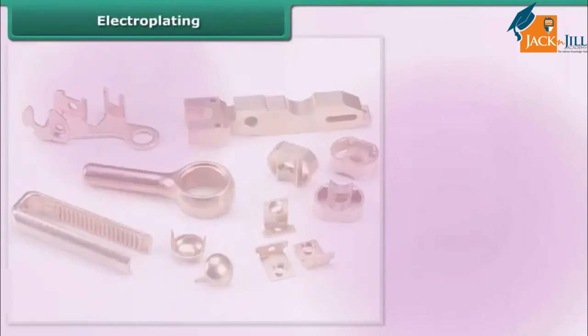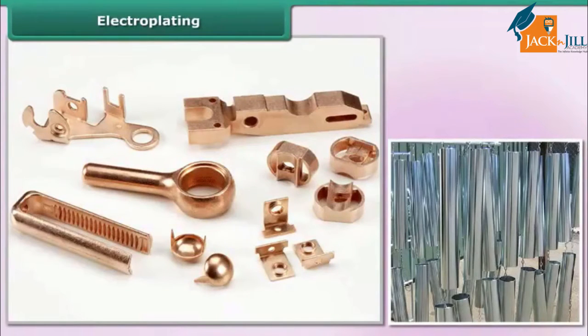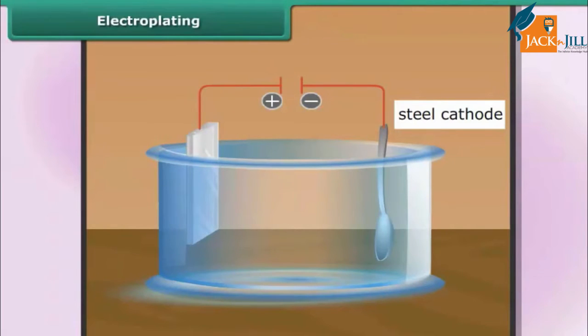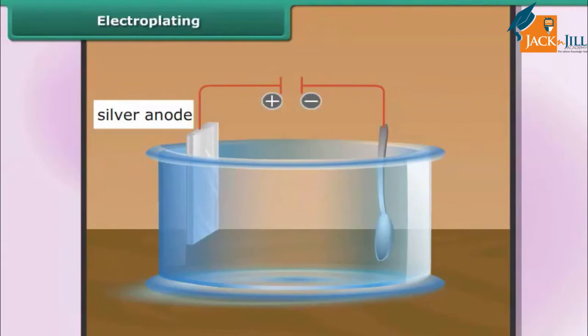Electroplating. It is common practice to coat articles made of cheap metals such as iron or steel with a thin layer of less reactive metal. A steel object, for example a spoon, is connected to the negative terminal of the current source. The positive terminal is connected to the bar of the metal, for example pure silver. Thus the spoon acts as the cathode in the electrolysis, while the bar of the metal acts as the anode.